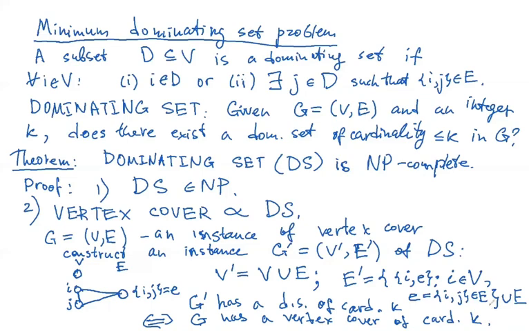So now we have the reduction from vertex cover to dominating set, which means the dominating set is NP hard, and together with the first fact that dominating set belongs to the class NP, we can claim that dominating set is NP complete. So the proof is done.